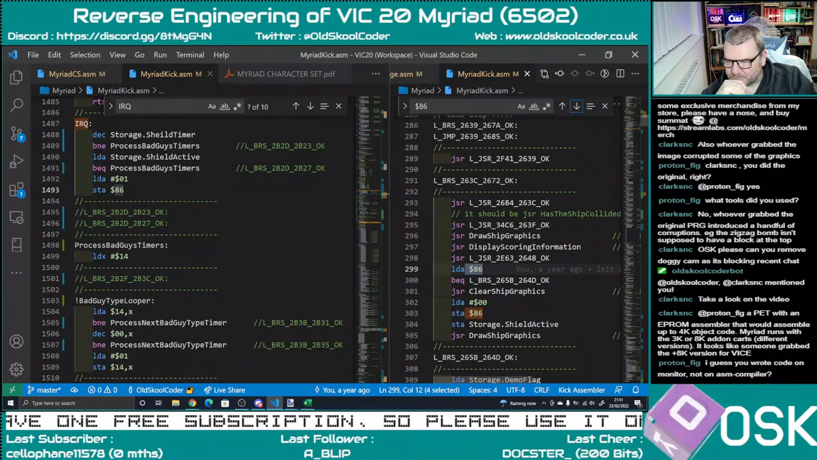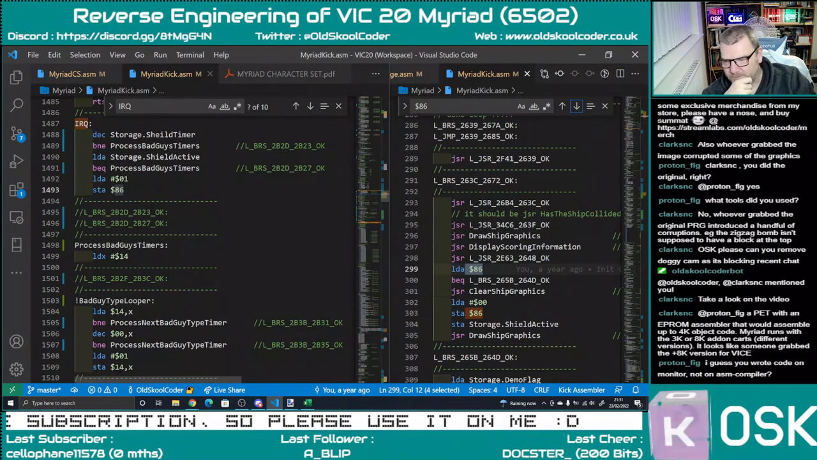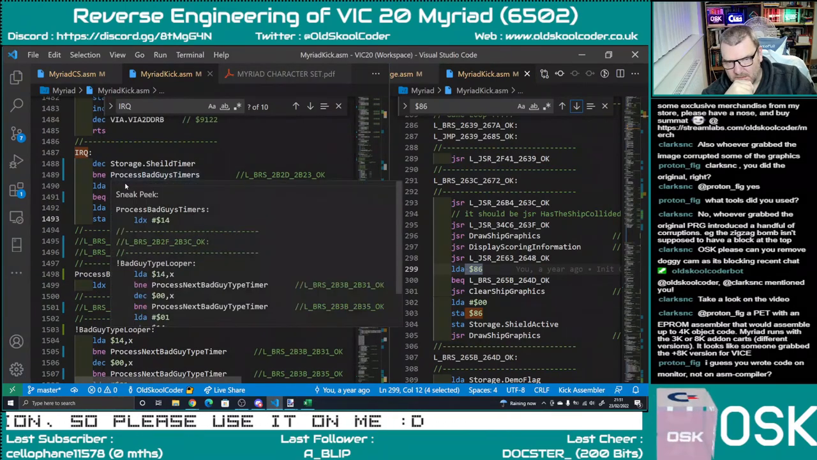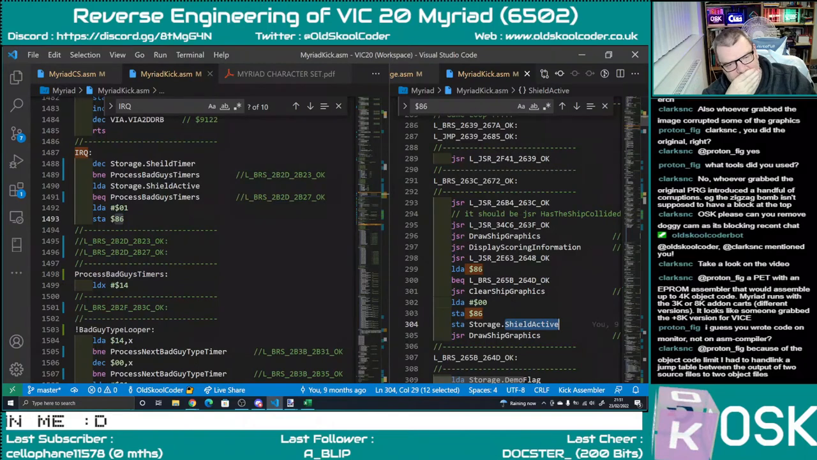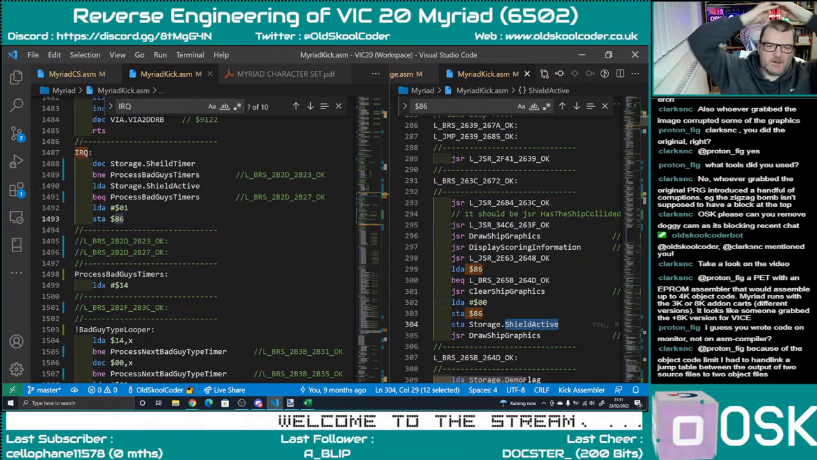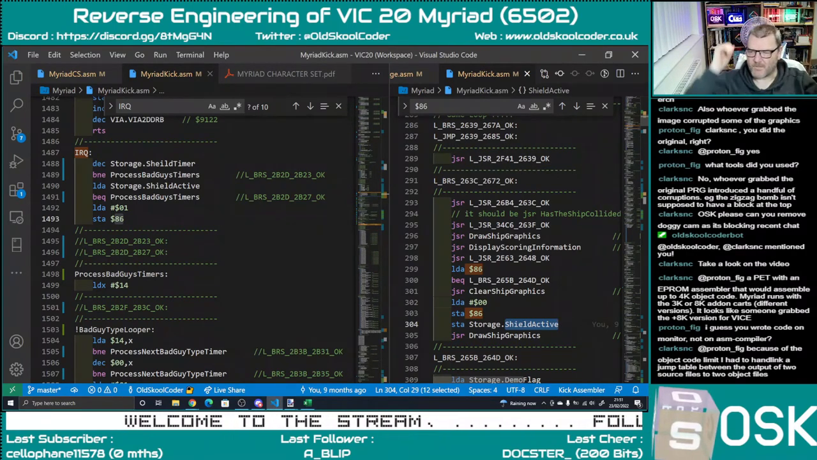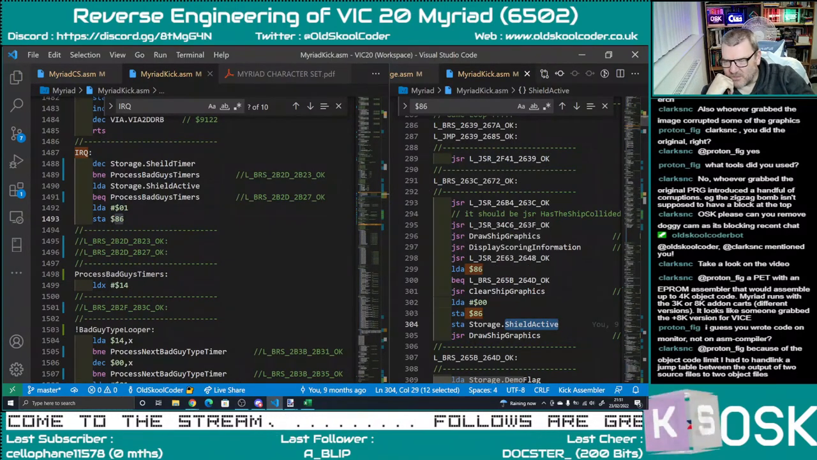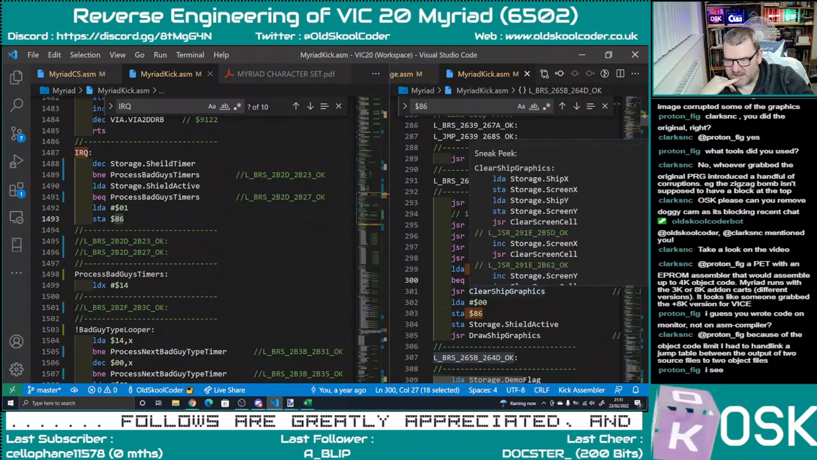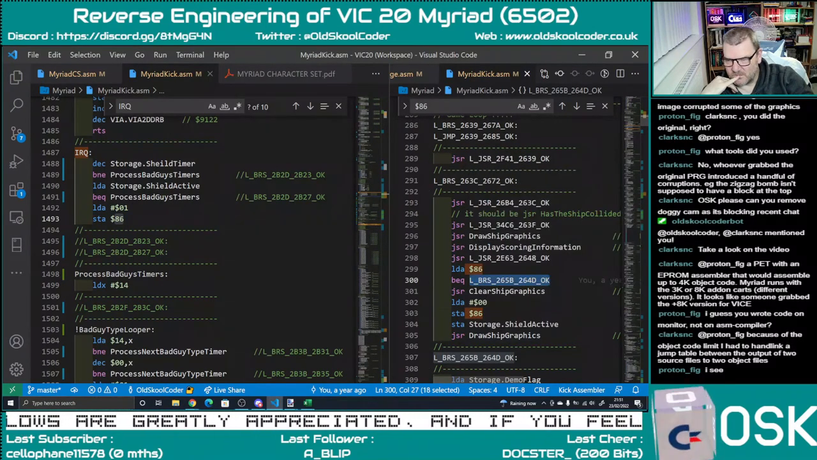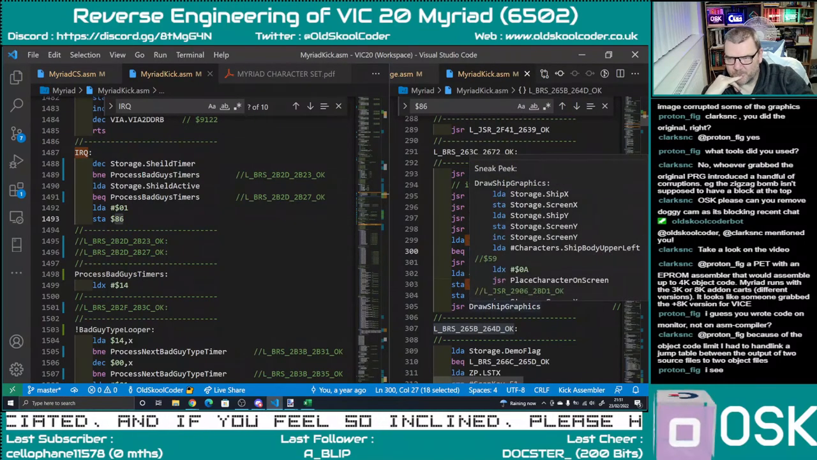Hmm, 86. So, what? Storing zero in 86 and the shield active. Ooh, what's 86? Okay, so there's only 86. If it's equal to zero, where's that going? So that's bypassing that. So if it's equal to zero, it clears the ship graphics and then draws the ship graphics. I presume it's drawing the ship graphics because of the shield.